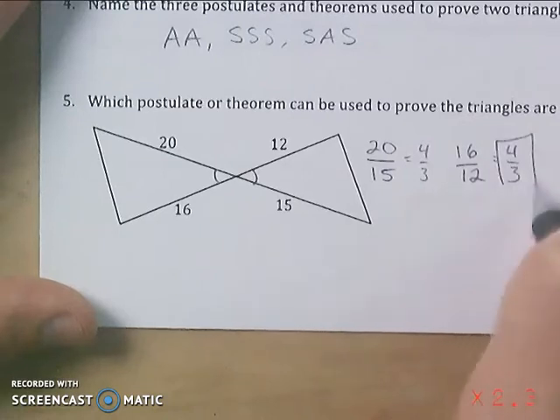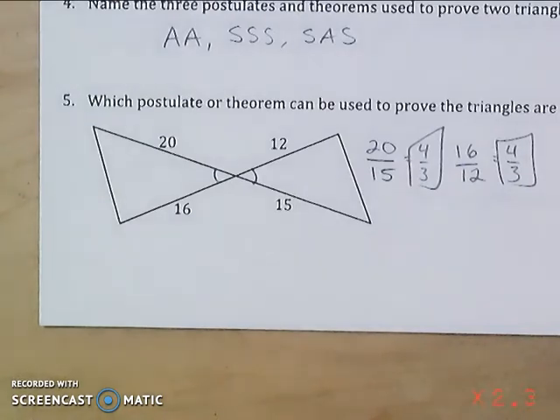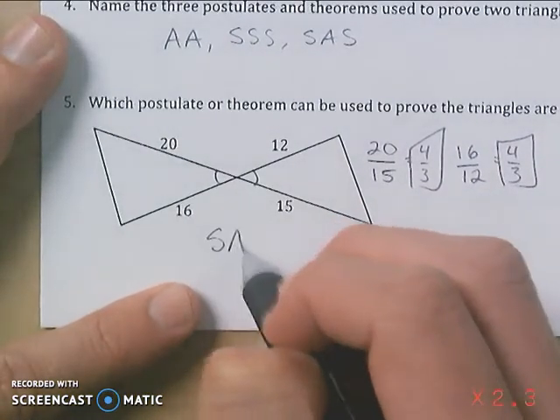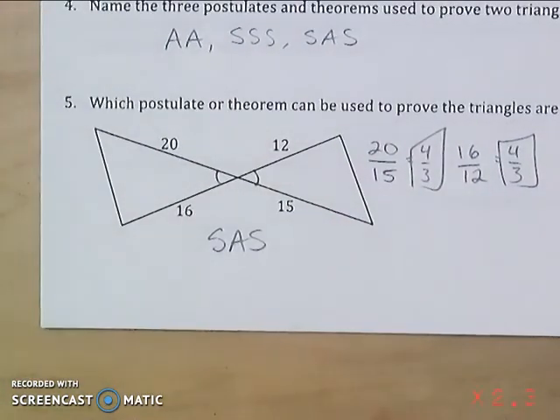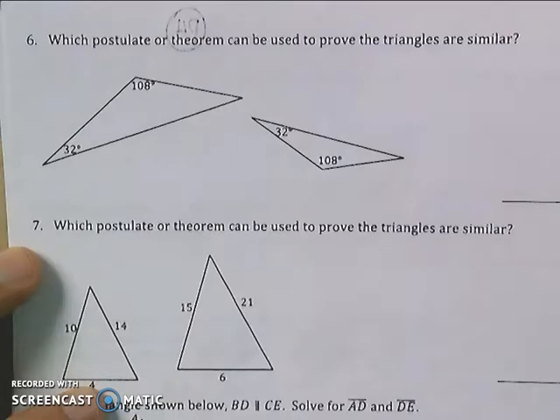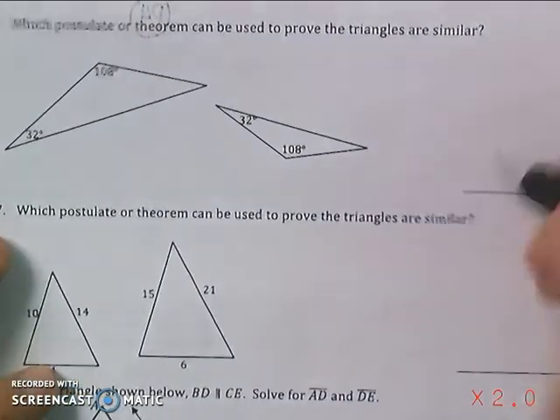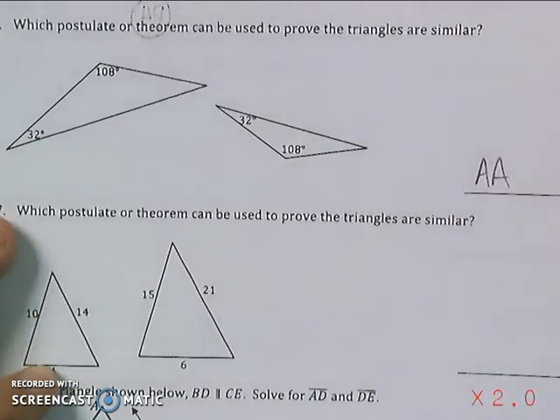And if I reduce these, I'm going to get 4 over 3 and 4 over 3. Do those sound like they're proportionate? Do they have the same ratio? Yeah. And so this means I can prove this triangle by side, angle, side. The sides are proportionate, the angles are congruent. Flip it over. This one's really easy. This one's just angle, angle. We have 2 angles, they're congruent. Done. Angle, angle. Very, very easy.